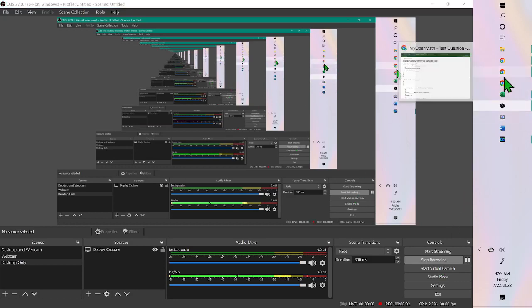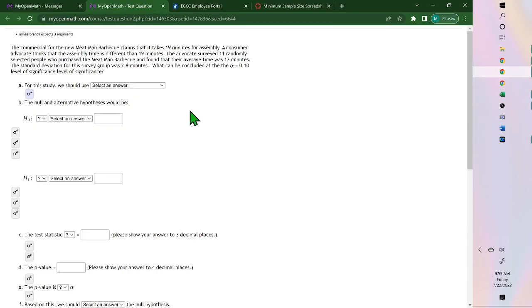Hello. For this problem, the commercial for New Meat Man Barbecue claims that it takes 19 minutes for assembly. A consumer advocate thinks that the assembly time is different. The advocate surveyed 11 randomly selected people who purchased the barbecue and found that their average time was 17 minutes. The standard deviation for the survey was 2.8 minutes. What can be concluded at 0.10 level of significance?